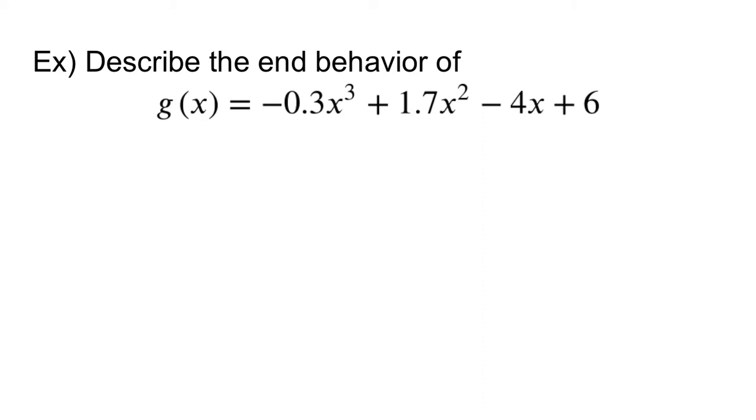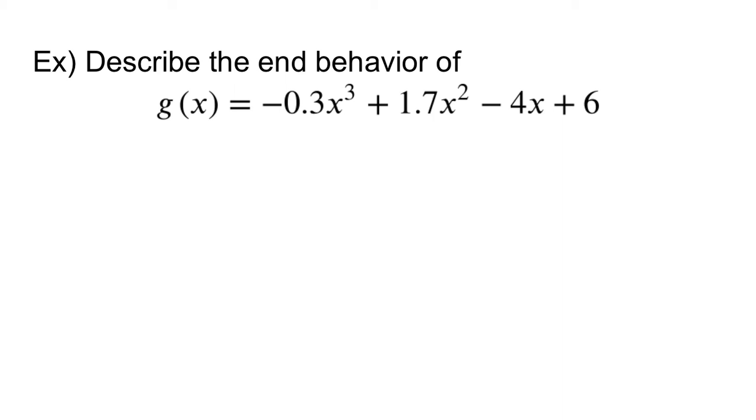So let's practice using those rules right now. So what would the end behavior of the graph negative 0.3x to the third plus 1.7x squared minus 4x plus 6 be? Well, folks, all of this stuff down here doesn't really matter.